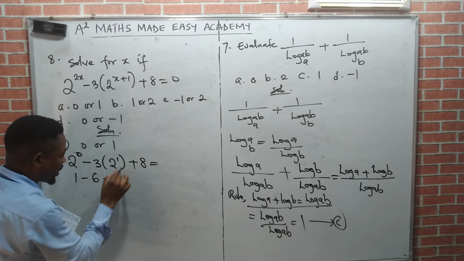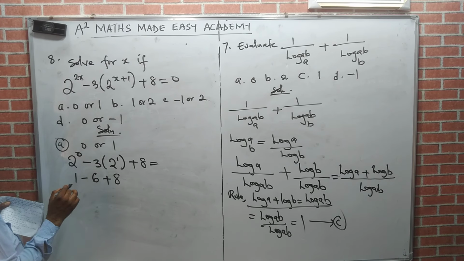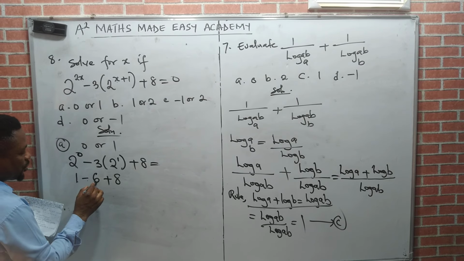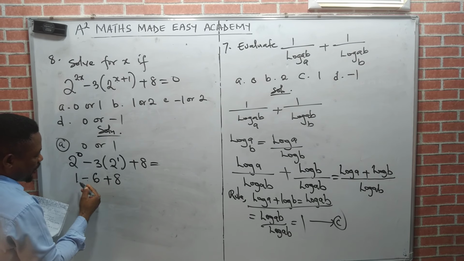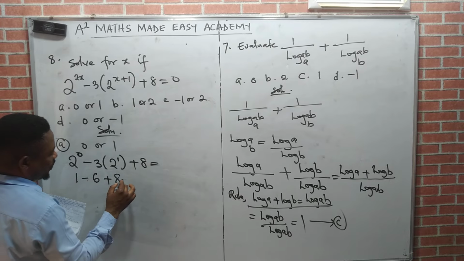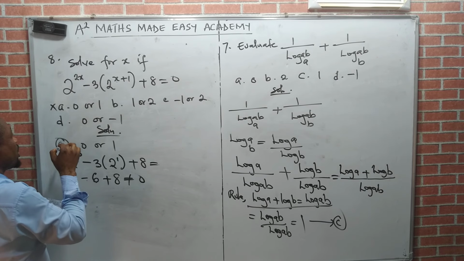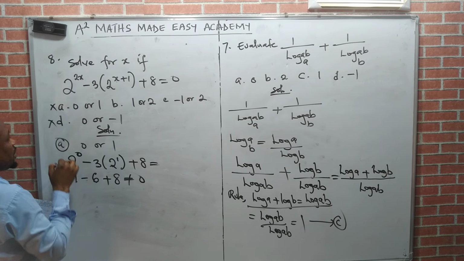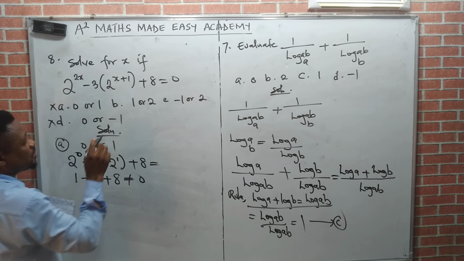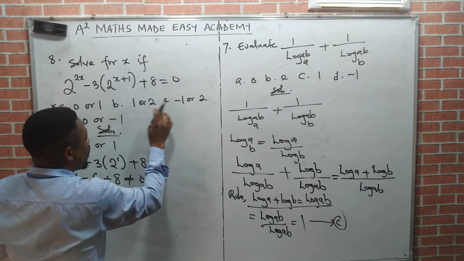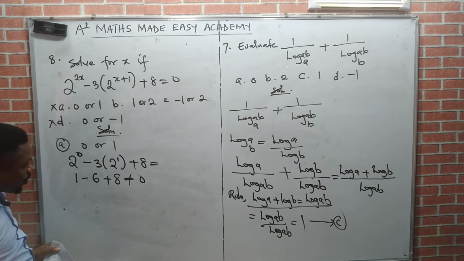Then plus what? 8. Are you there now? Can you observe that 1 minus 6 should give us minus 5, and minus 5 plus 8 can never give us what? 0. One may just throw option A aside, throw option D aside. So which means the option lies between B or what? C. Are you there? So what do I do next?